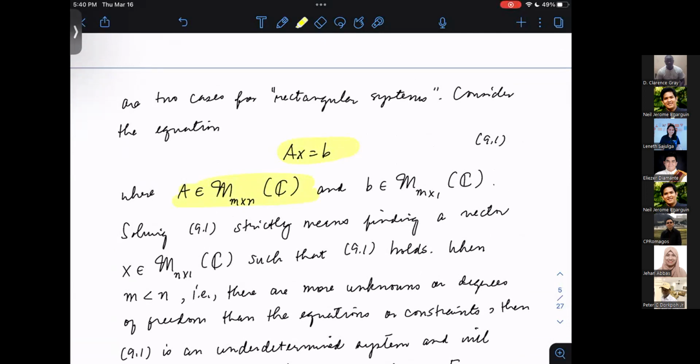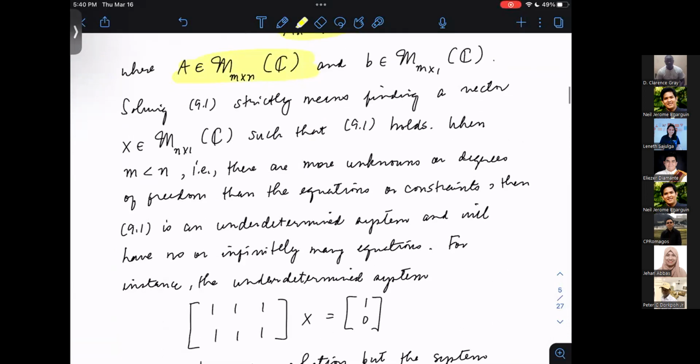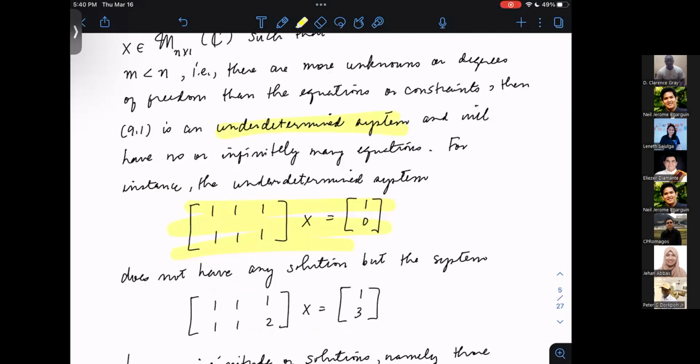Now, there are two possibilities here. The one possibility is that the system is underdetermined, meaning there are more unknowns than the number of equations. So that, for instance, you have this system over here, right? We have two equations, but three unknowns. Our coefficient matrix here is 2 by 3. It's underdetermined because we have more unknowns than the number of equations. And underdetermined systems will either have no solution or infinitely many solutions.